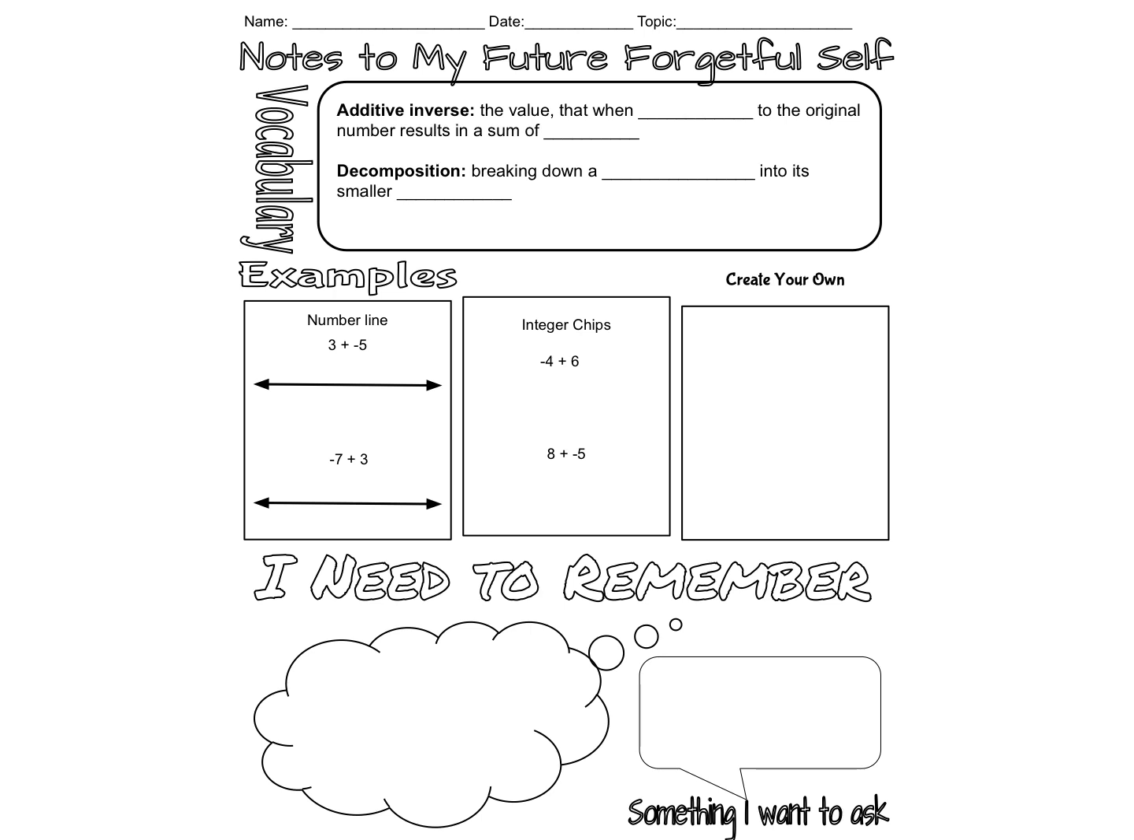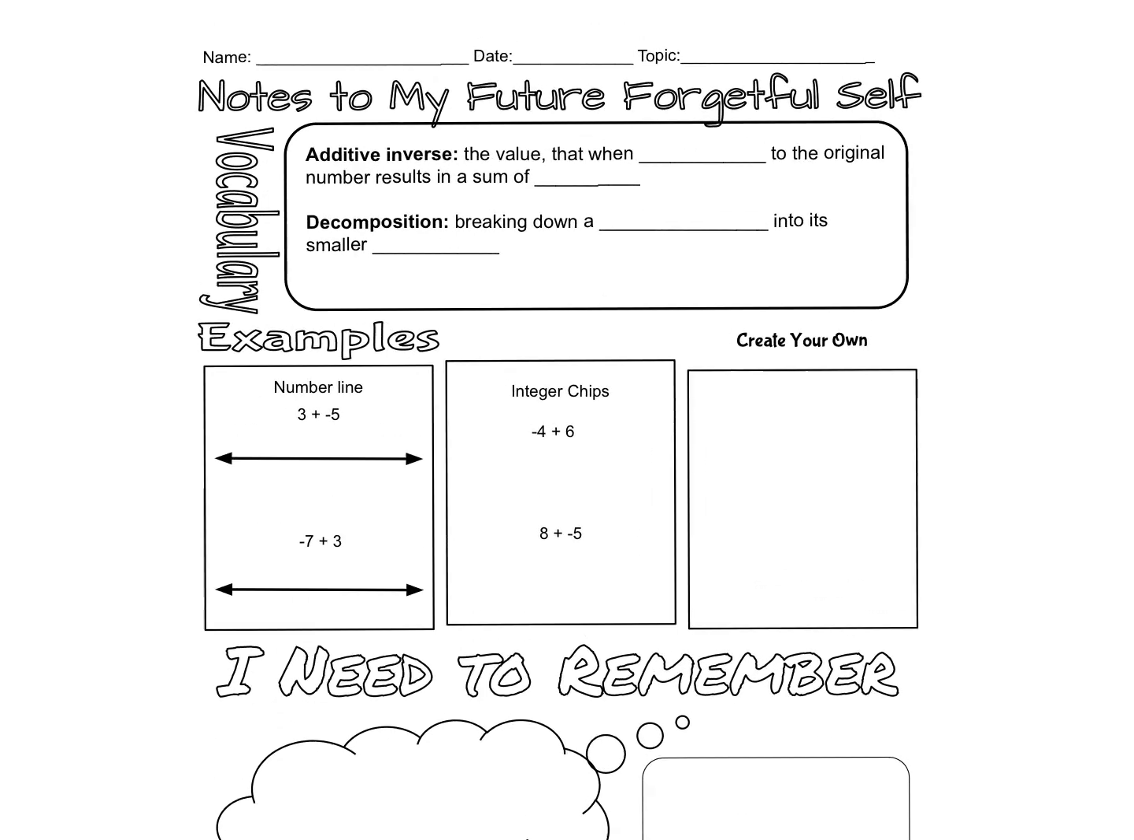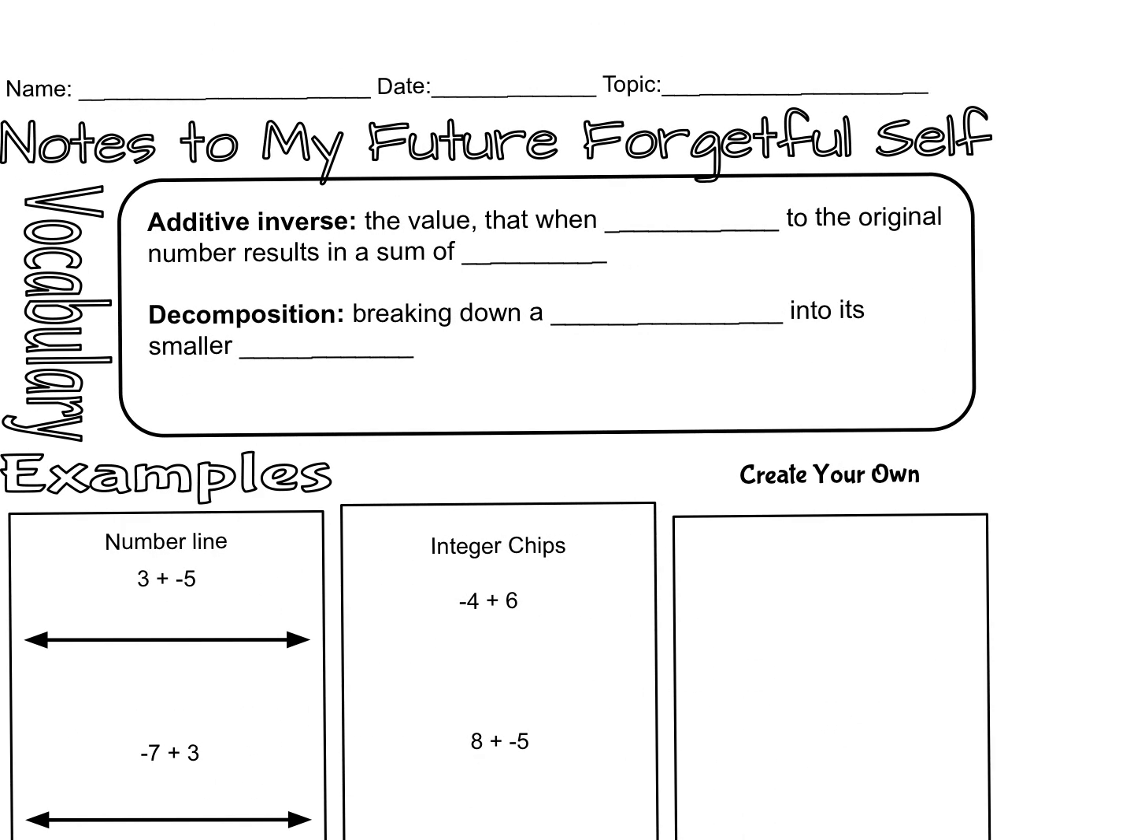All right, today we're going to take a look at examples of adding integers and how they look with models, and then some strategies that we can use. As a quick reminder, an additive inverse is simply the value that, when added to the original number, results in a sum of 0. Typically, these are done with opposites.